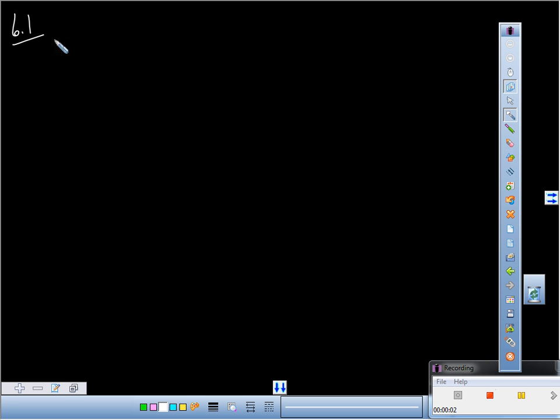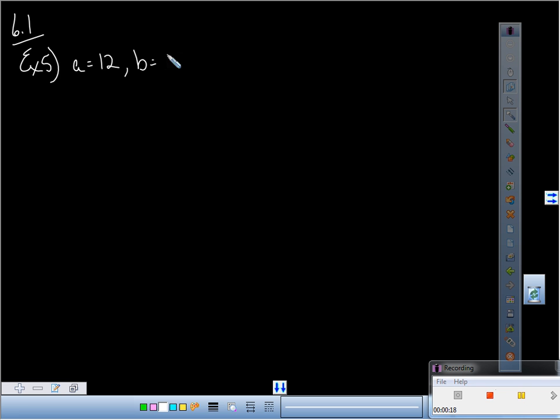6.1, all right? It's not all of 6.1, but it's part of 6.1. We're going to do example 5, and this is what it looks like. They tell you that a is 12, b is 31, and angle A is 20.5. And they want you to find the missing part.